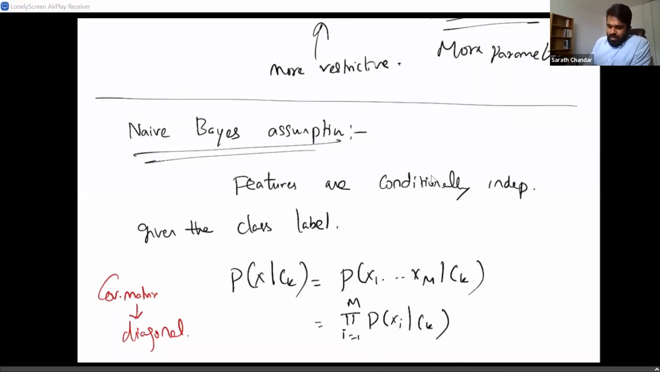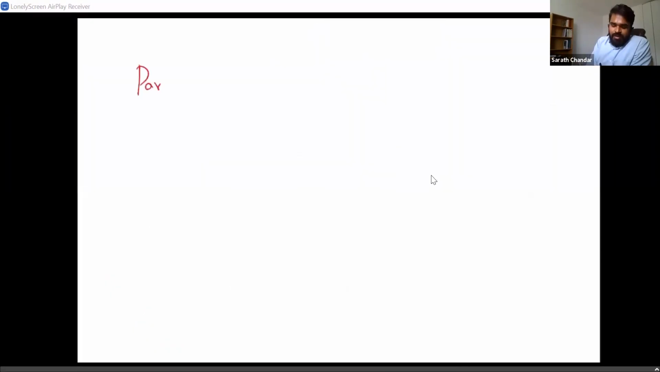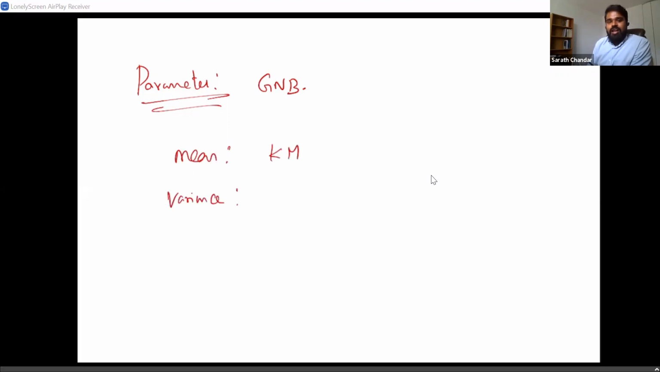We are going to call this model, which has the naive Bayes assumption, Gaussian naive Bayes. Now let's look at the parameters required for Gaussian naive Bayes. You have the mean, which is given by how many parameters? It's KM, right? Now the variance has become a diagonal matrix. So for every class, you only have M parameters. So even if you have K separate variances, it is only KM. And P of CK is given by K minus 1 parameters.